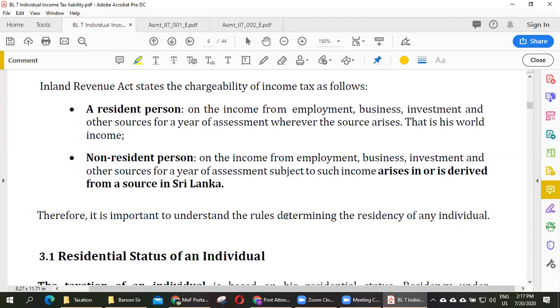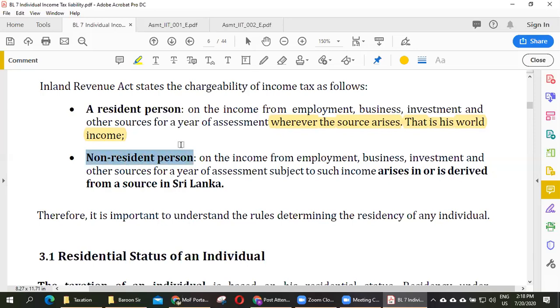Right? The Inland Revenue Act states the chargeability of income tax as follows. There are two types of people. A resident person is chargeable on the income from employment, business, investment, and other sources for the year of assessment, wherever the source arises. This means that it is world income, right? World income. So a citizen of Sri Lanka can generate income in Sri Lanka as well as outside Sri Lanka.